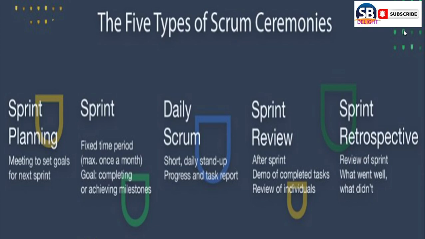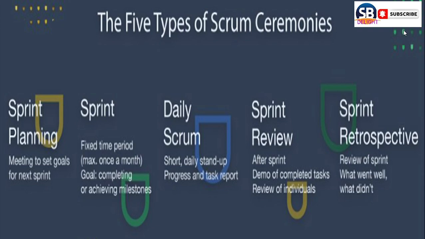See here, the five types of Scrum ceremonies, as we discussed at the start: sprint planning, daily Scrum, sprint review, sprint retrospective. Sprint planning is a meeting to set the goal for the next sprint. Here we can explain in simple words, one or two words. Sprint means a fixed time period, maximum one month. Goal means completing or achieving milestones.